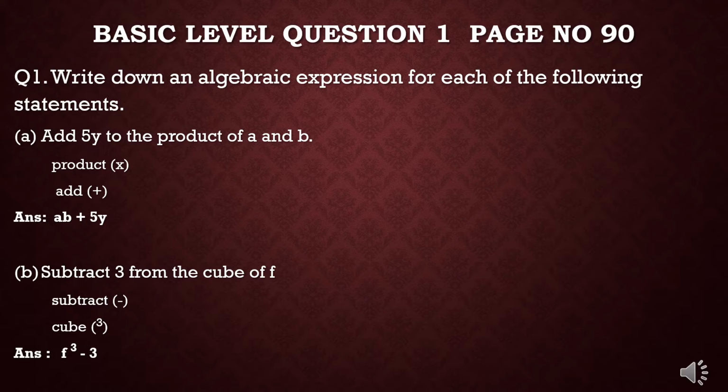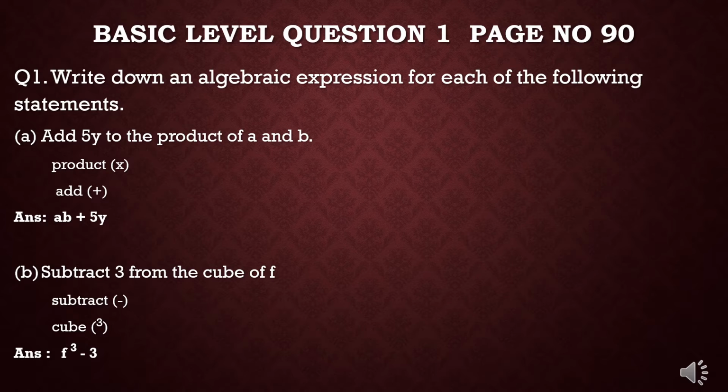Part A says, add 5a to the product of a and b. Product means multiply and add means to plus. So the answer will be ab plus 5a. If you do the product of a and b, it will be ab, and if you add them to 5a, your algebraic expression will be ab plus 5a. Let's go to part B.